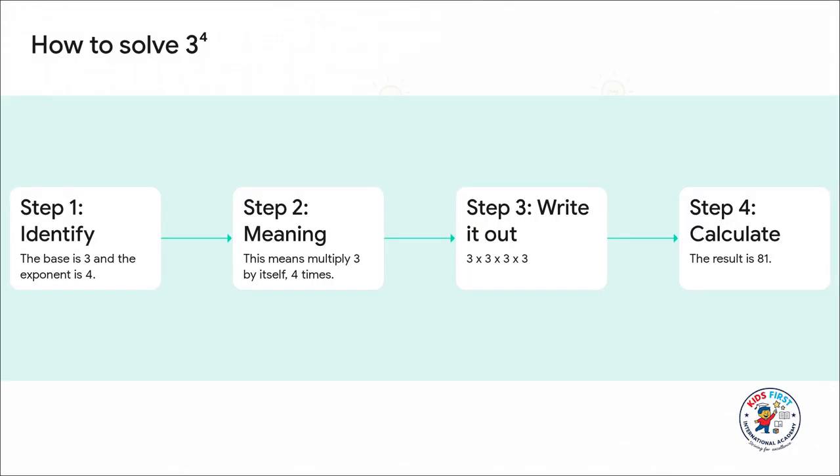Let's just walk through a quick example. If you see 3 to the power of 4, our base is 3 and our exponent is 4. That just means we multiply 3 by itself 4 times. So 3 times 3 is 9, times 3 again is 27, and one last time gives us 81. See? So simple, so clean, and incredibly powerful.